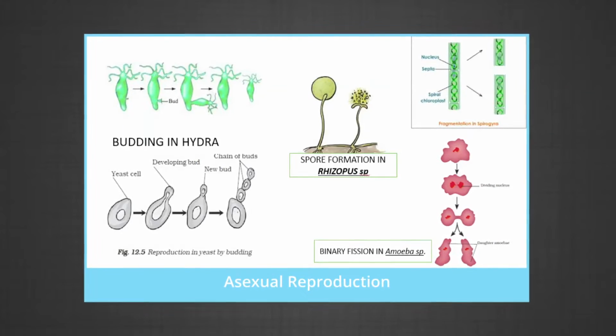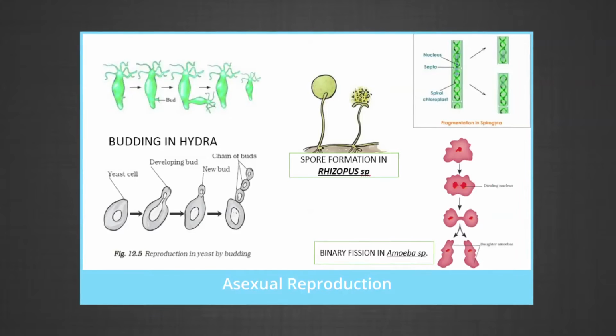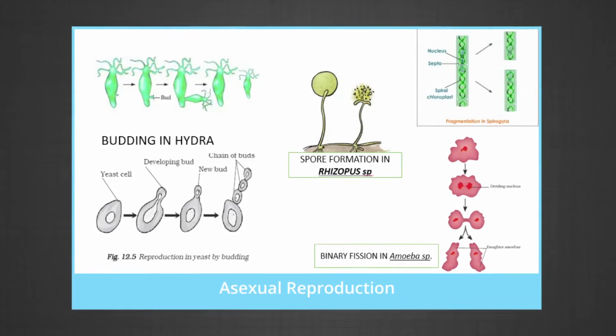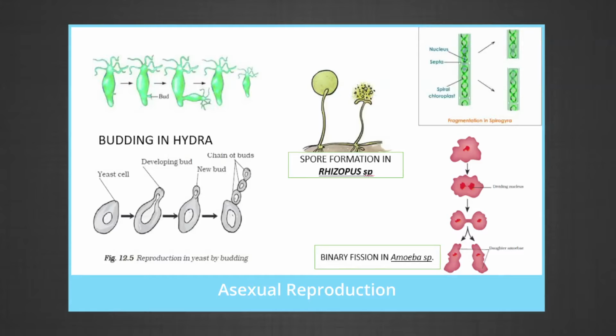In unicellular organisms, the parent cell just divides into two daughter cells. This division is called mitosis, and it's also called fission. Planaria regenerates. It's one of the organisms which shows true regeneration.